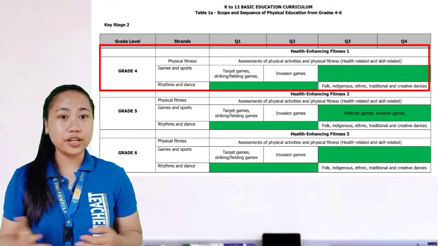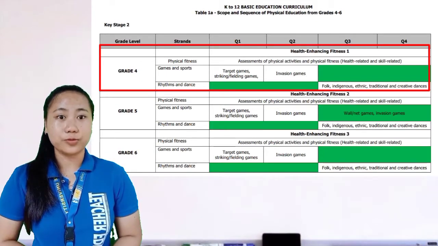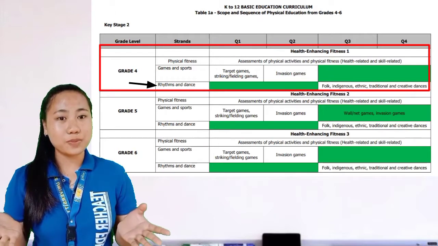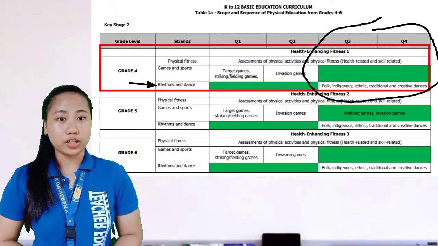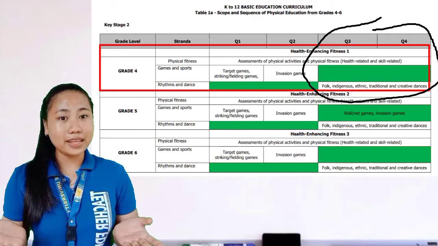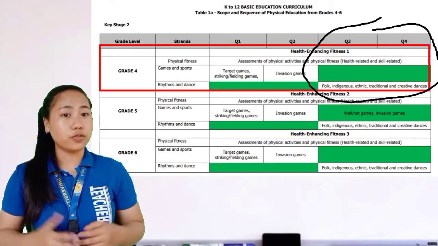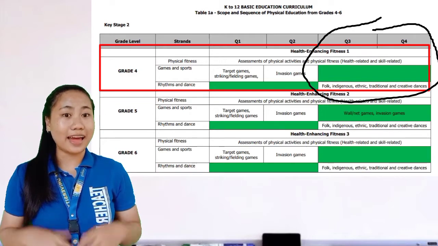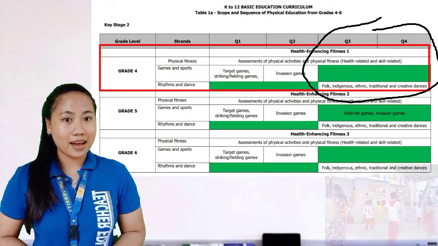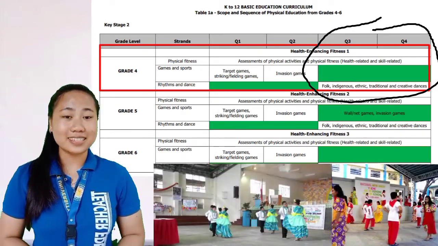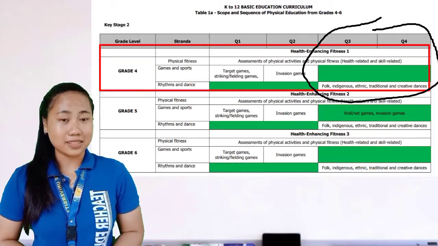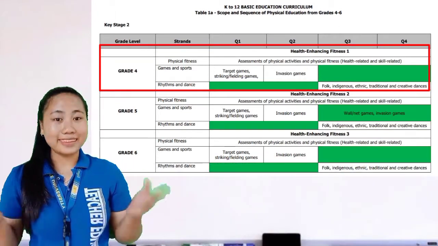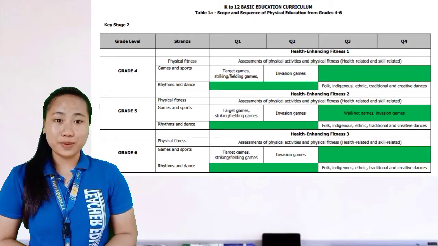And for the third learning strand or the strand of rhythms and dance, it is being indicated from third quarter to fourth quarter by teaching the students some of folk, indigenous, ethnic, traditional, and some creative dances like liki, ba-ingles, and other available dances in their area. And that is the scope and sequence of physical education from grade 4.